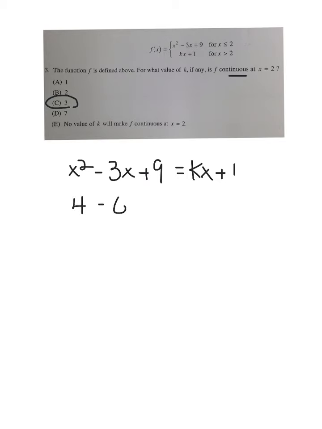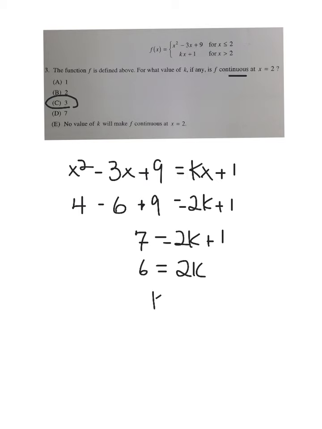The answer for number 3 is C. So when it says that something is continuous, we're going to take the top part of that piecewise function, and we're going to set it equal to the bottom part of the piecewise function, and we're just going to plug in 2. So that'll give me 4 minus 6 plus 9 equals 2k plus 1. We're going to get 7 over here equals 2k plus 1. So we have 2k equals 6, and then you can see that k would be 3. All right, the answer is choice B.